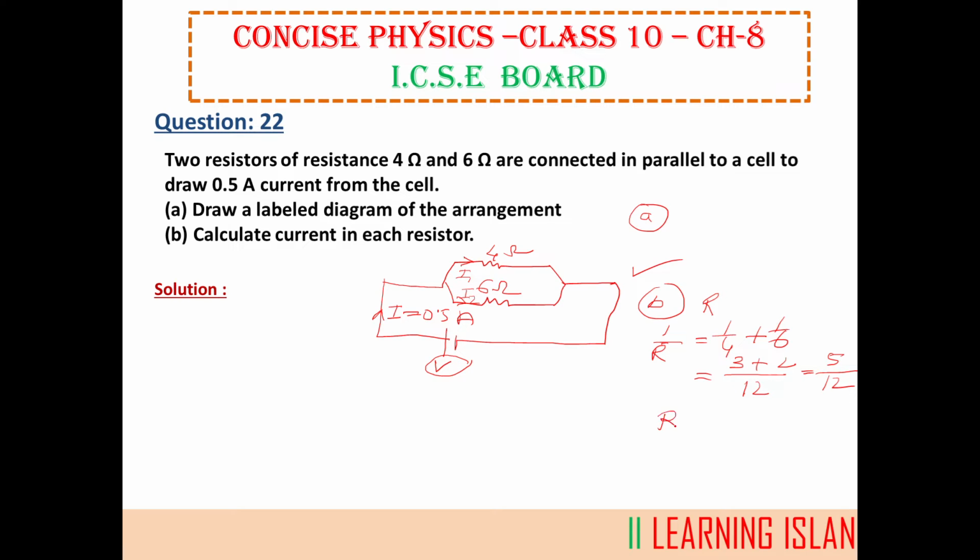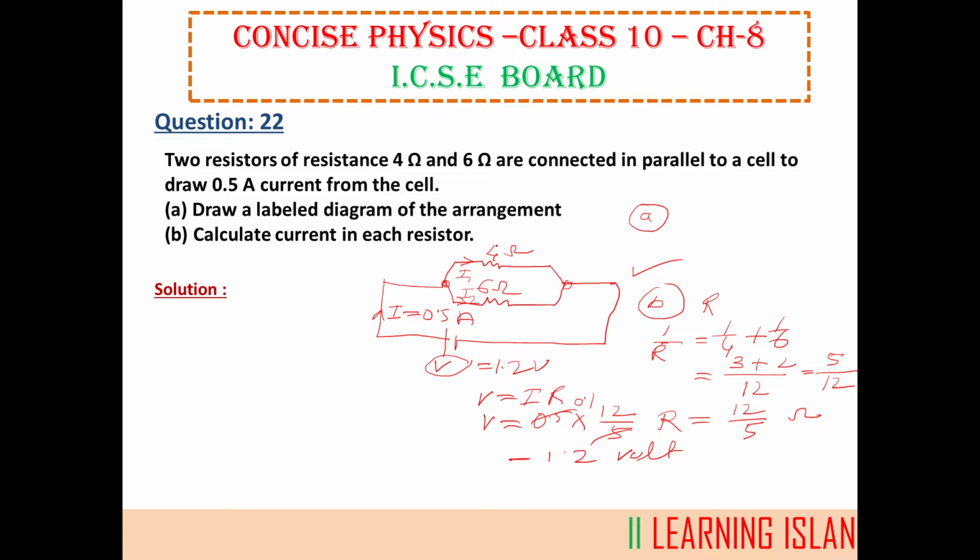That is, equivalent resistance will be equal to 12 by 5 ohm. As from Ohm's law we know V equal to I into R. So here V will be equal to I, which is 0.5 ampere, times 12 by 5. If I cancel it out, I get 0.1, so on multiplication I get 1.2 volt. So the voltage V here is 1.2 volt. That means the voltage here is 1.2 volt.